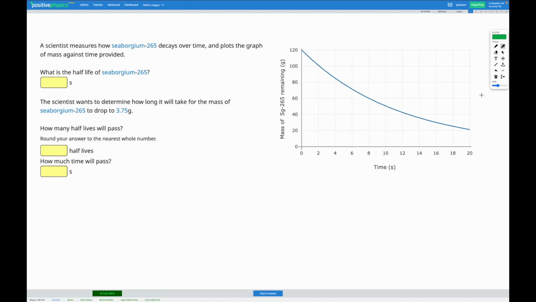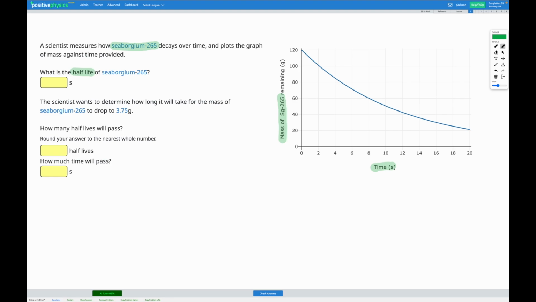In this question, a scientist measures how Seaborgium-265 decays over time and plots the graph of mass against time provided. So we can see we've got mass of Seaborgium-265 remaining on our y-axis and time in seconds on our x-axis. Our first question is, what is the half-life of Seaborgium-265?